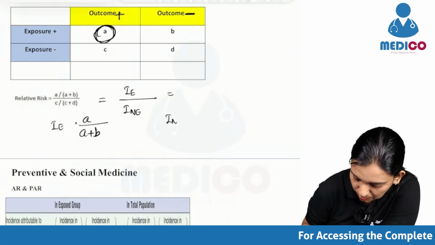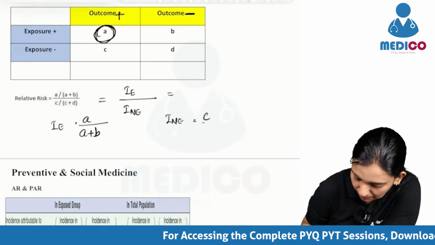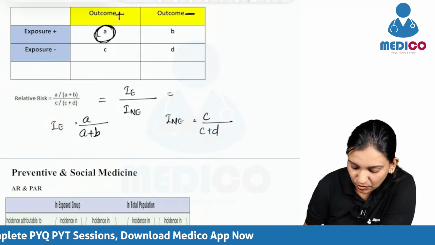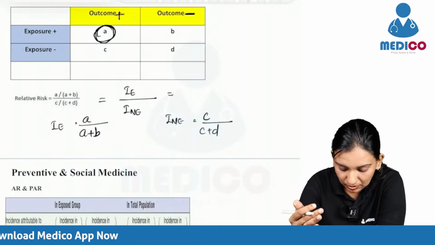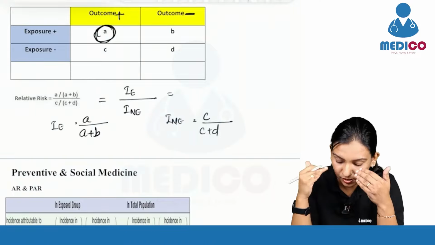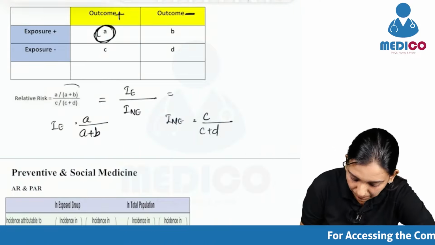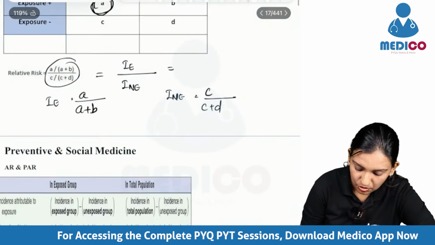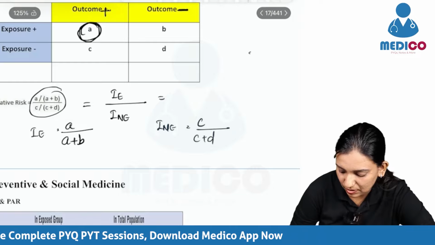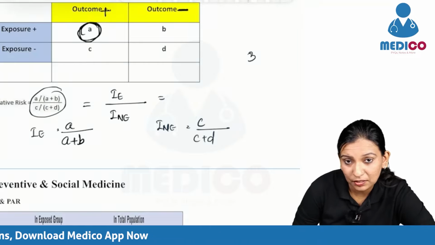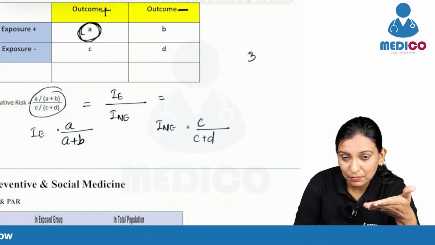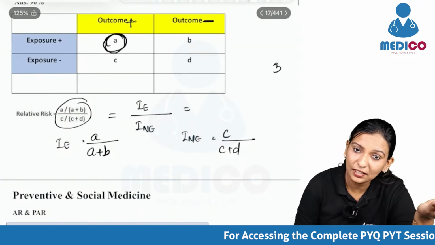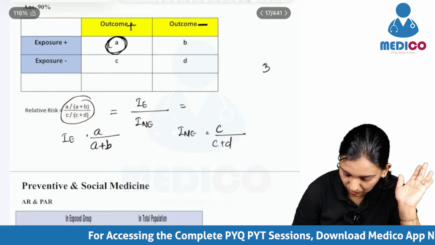And incidence in the non-exposed is how much? C by C plus D. So when you are asked to find out the relative risk, it is incidence in the exposed by incidence in the non-exposed. So you get it like A by A plus B divided by C by C plus D is the relative risk. Okay. So suppose the relative risk is 3, then how do you interpret it? There is 3 times more risk of developing cirrhosis in alcoholics compared to those who don't take alcohol. Okay.